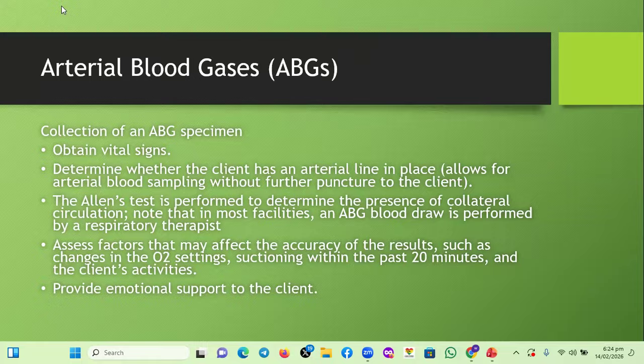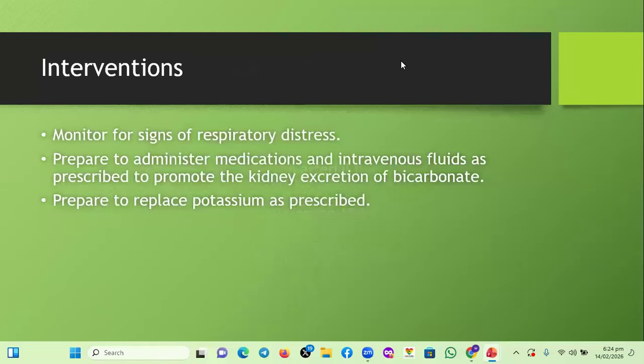In metabolic acidosis, potassium level will rather be high. In metabolic alkalosis, potassium levels are reduced because the base will push the potassium into the cells. And so you have the amount of potassium circulating in the blood reducing in metabolic alkalosis. And so that is why in the interventions, I said that you have to replace potassium in metabolic alkalosis.